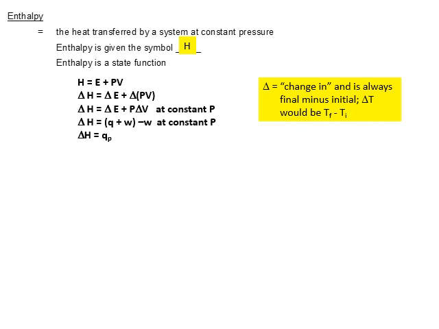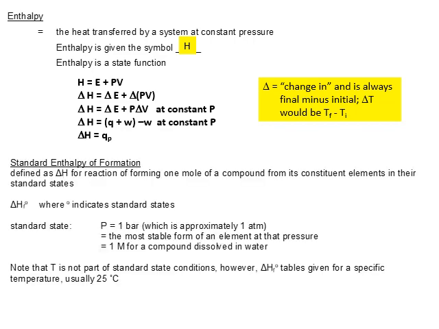We need a way to organize and standardize the data we gather about heat exchanges for chemical reactions. So we define something called the standard enthalpies of formation. Standard enthalpies of formation are the enthalpy changes for the reactions that form 1 mole of a compound from its constituent elements in their standard states. Standard enthalpies of formation are symbolized by delta H F naught. The F stands for formation, and the superscript 0 indicates that all species are in their standard states.